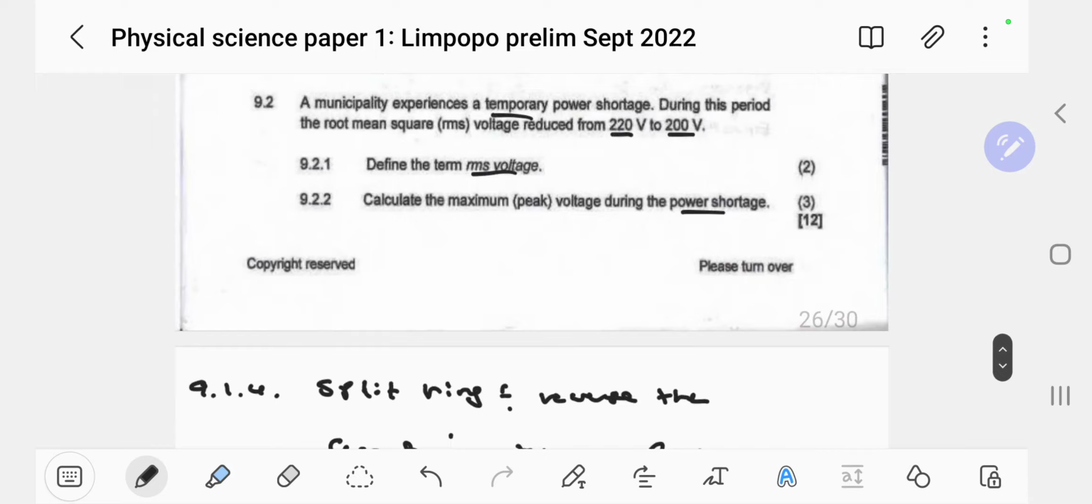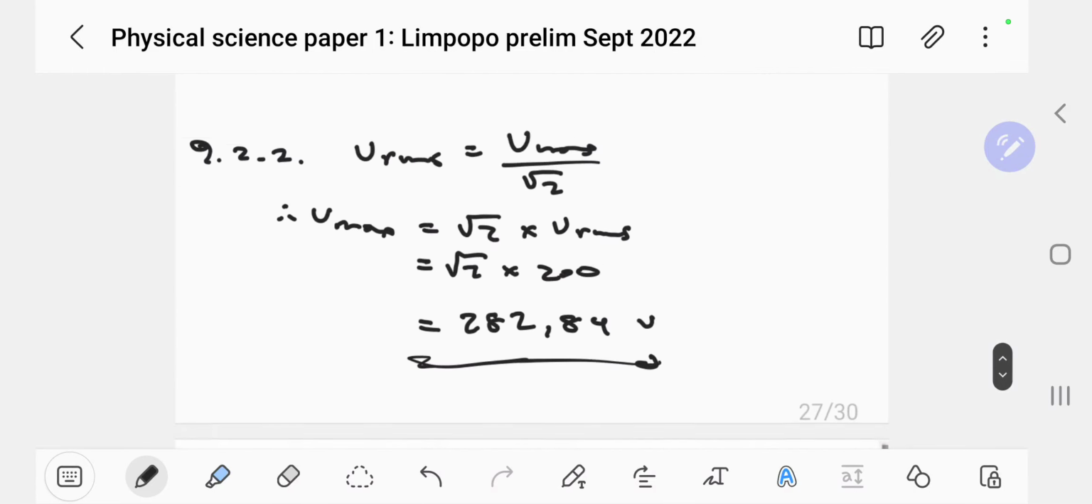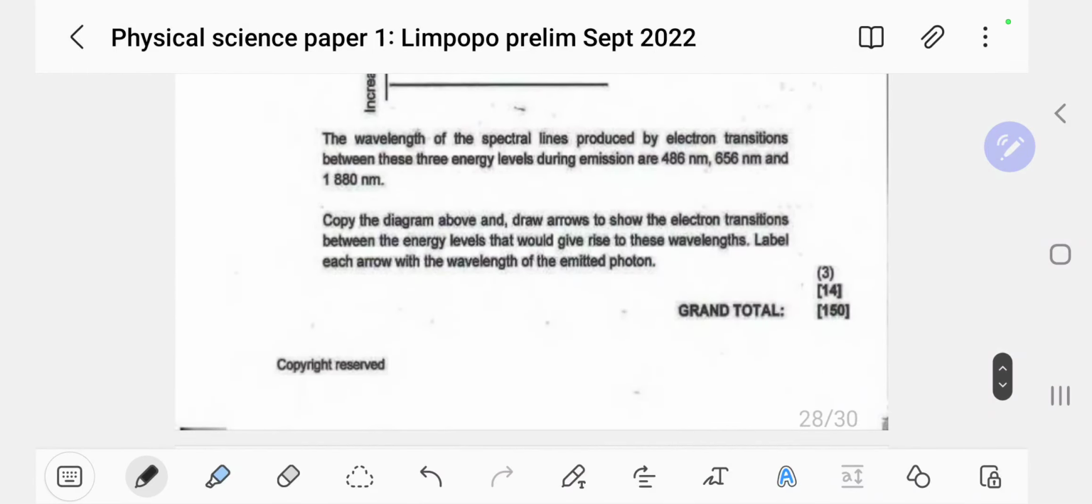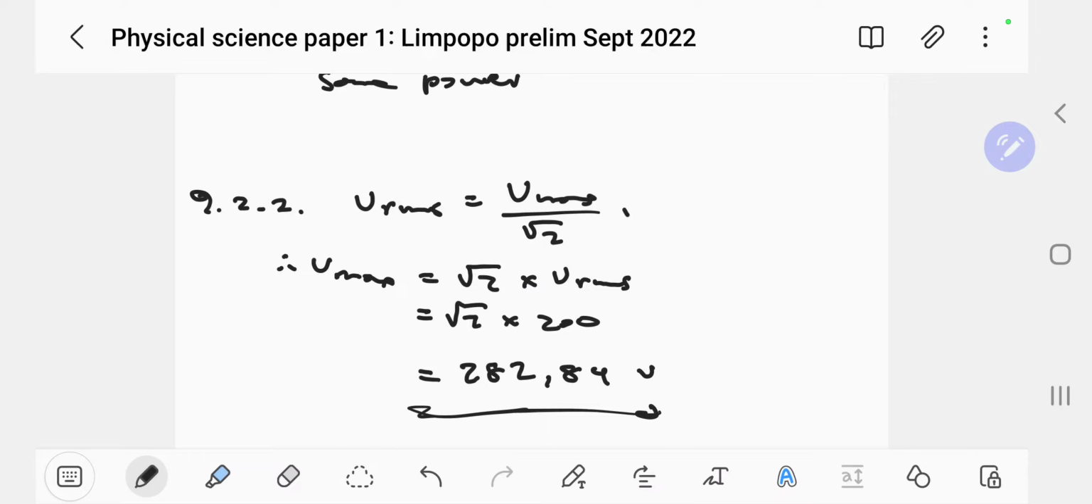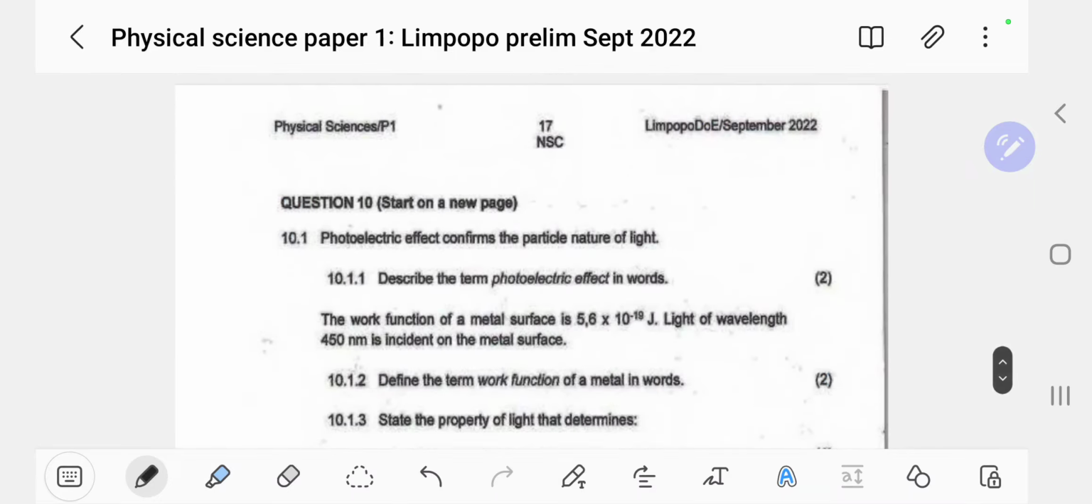Okay guys, this was a standard 3-mark question. Formula, substitution, answer. Okay, we're almost done. Buffet 2. So just bear with me for a little bit. So formula, substitution, and answer. 3 marks in the bag.